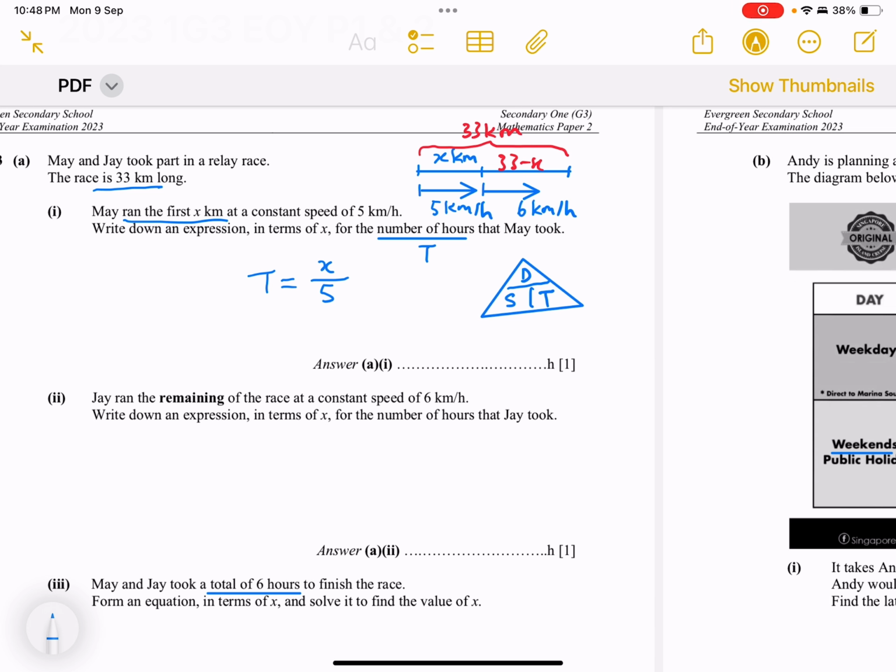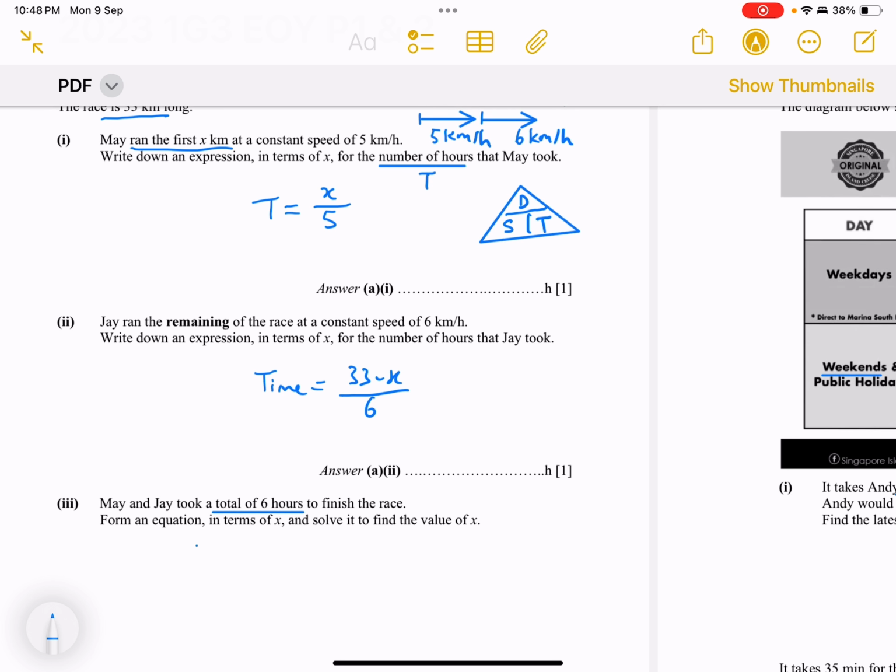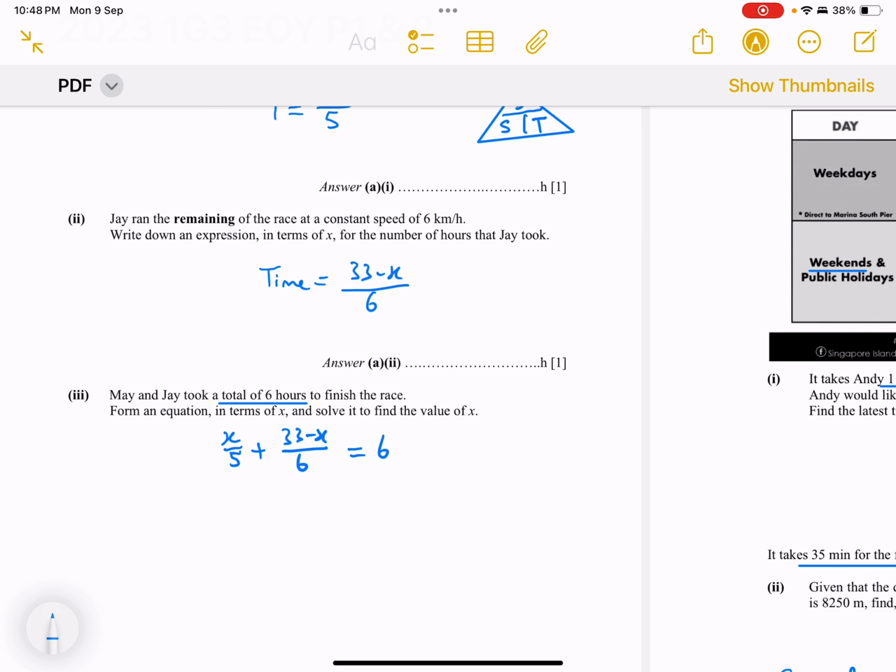So the remaining journey, what is the time taken? The time taken again is the distance, which is 33 minus x, and the speed is over 6. Right? Now, the total time taken is 6 hours. So the first part of the journey plus the second part of the journey, the total time is 6 hours. And this is the equation that we need to form.